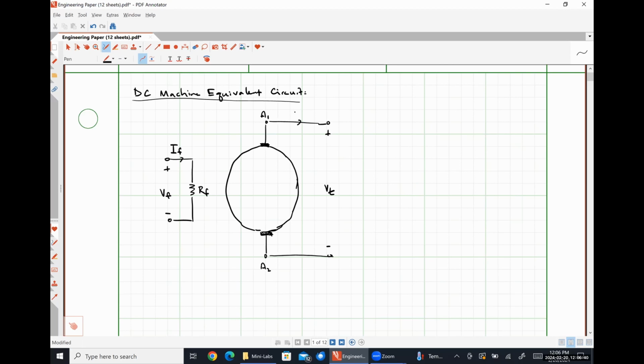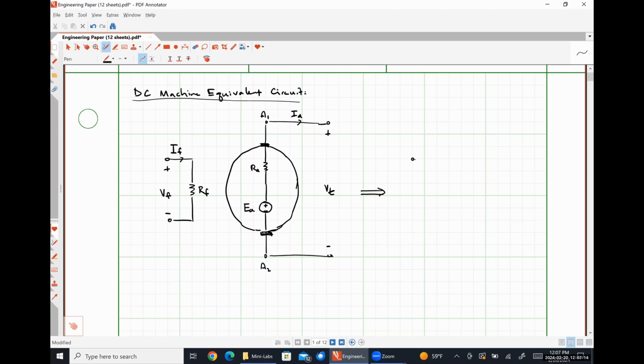This current IA is the current flowing through the armature. And inside that big circle, I'm going to have my armature resistance, RA, and my induced voltage, EA. And we can simplify this representation down as follows.